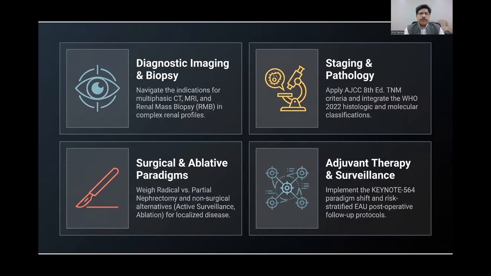Now, surgical and ablative paradigms are there. There are two options: radical surgery is possible, and partial nephrectomy is possible. Non-surgical alternatives have come: active surveillance and ablation procedures can be done depending on the tumor and the localized disease. And not only that, I have drug treatment for renal cell carcinoma. Implement the KEYNOTE-564 paradigm shift, which is in the latest 2026 guidelines, and risk-stratified EAU post-operative follow-up protocols. So four catches are there: what are the diagnostic techniques, how to stage it, what are the paradigms of treatment, and what are the associated monoclonal antibodies as an oral drug treatment.